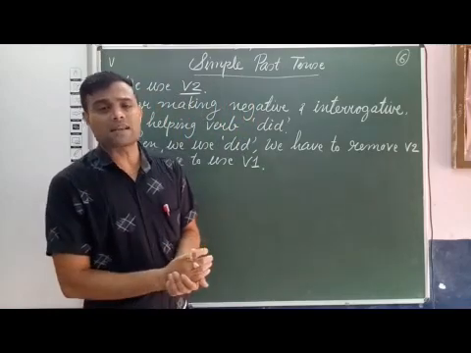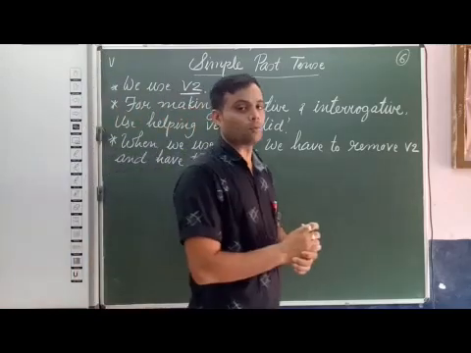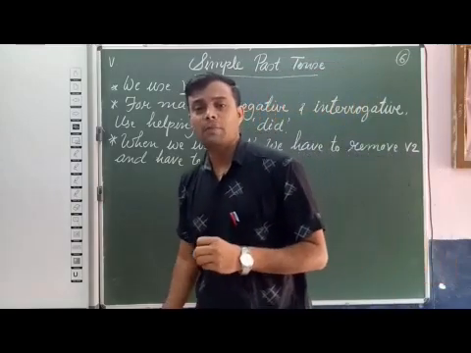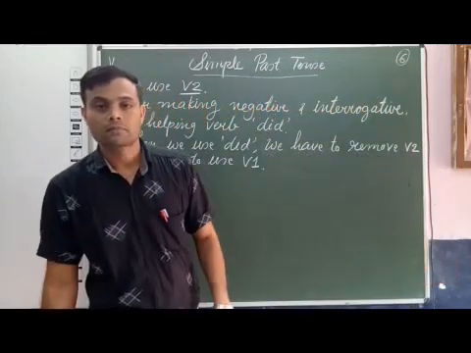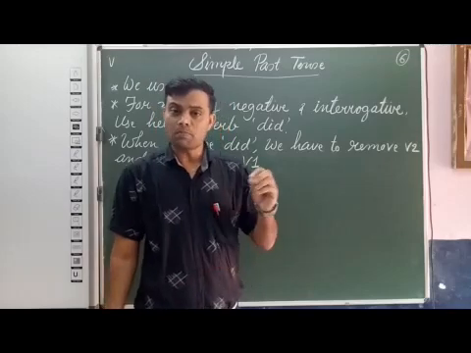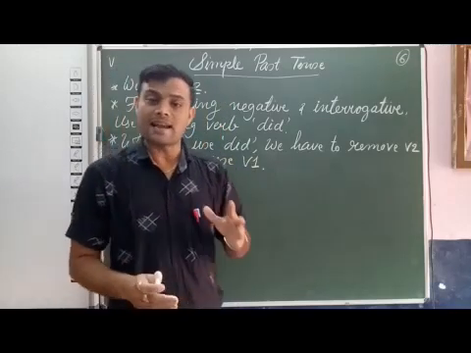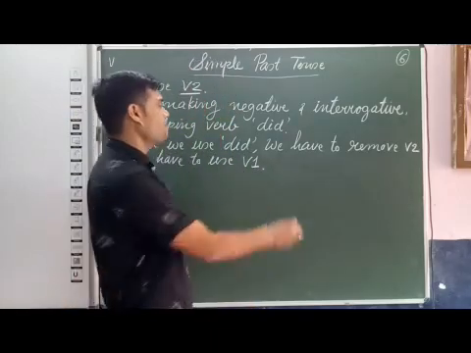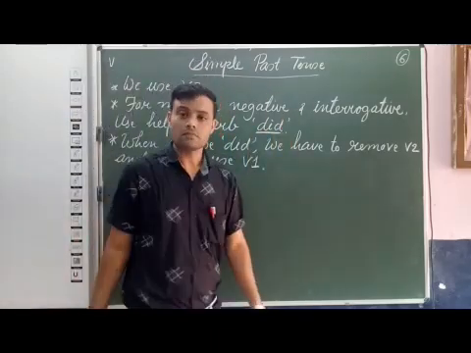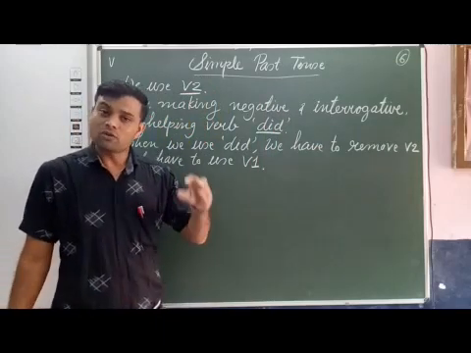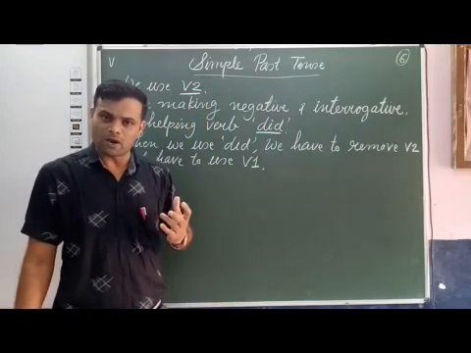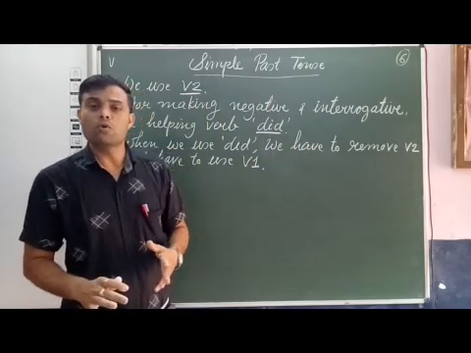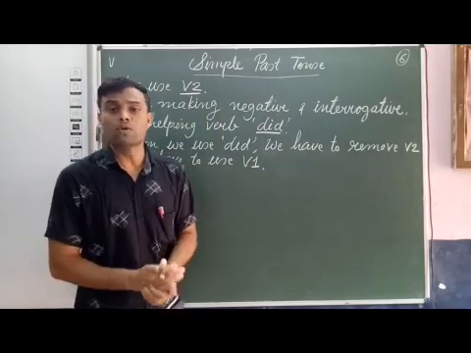In simple past tense, to make negative and interrogative sentence, we have to use helping verb did. I repeat, in simple past tense, to make negative and interrogative, we have to use helping verb did. And when we use did as helping verb to make negative and interrogative, we have to remove V2 and we have to use V1.